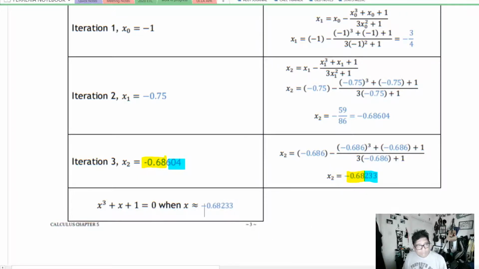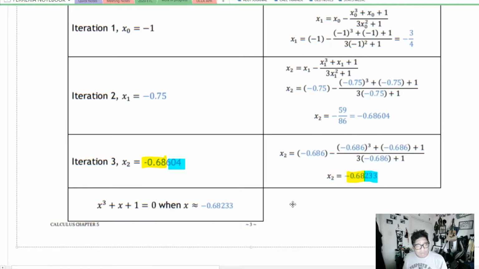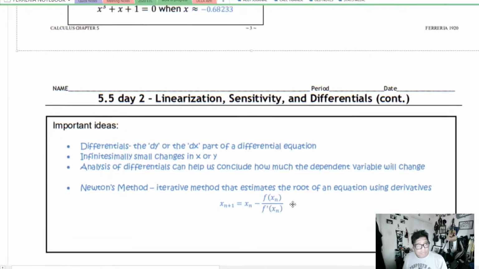And our best approximation now for the root, where does the equation equal 0? x cubed plus x plus 1 equals 0 when x is approximately equal to negative 0.68233. So that's Newton's method. Not very difficult, but it does require a little bit of calculus, just a little bit of calculus, and that will get you there with a root solving formula, root finding algorithm, really.